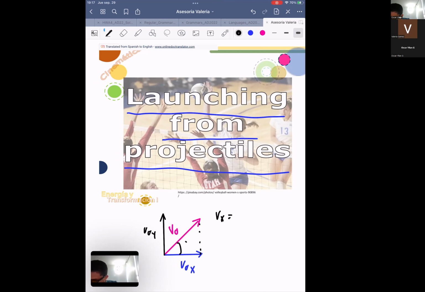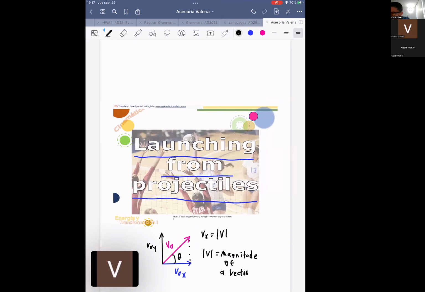remember, this one is going to have an angle, right? We take the magnitude of any vector. These symbols, the two lines, mean the magnitude of a vector. And what does magnitude of a vector mean? The magnitude is really related to the Pythagoras theorem.